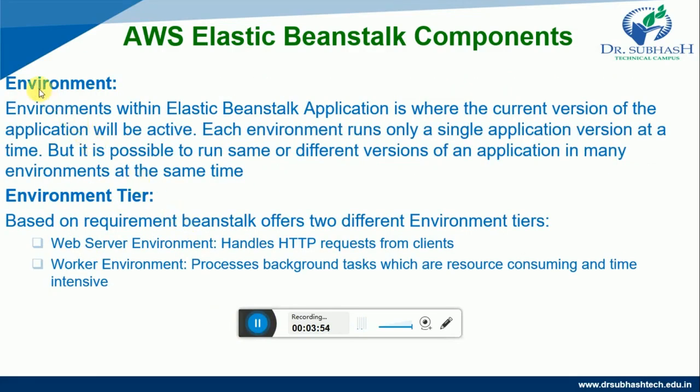Now let us see the next component, that is environment. An environment within an Elastic Beanstalk application is where the current version of the application will be active. Each environment runs only a single application version at a time. But it is possible to run the same or different versions of an application in many environments at the same time.